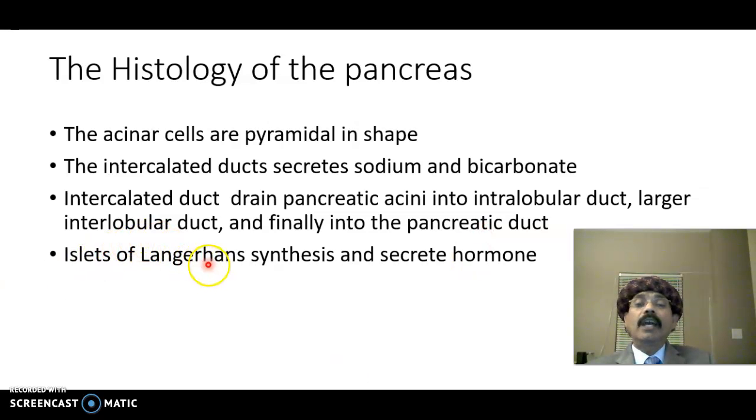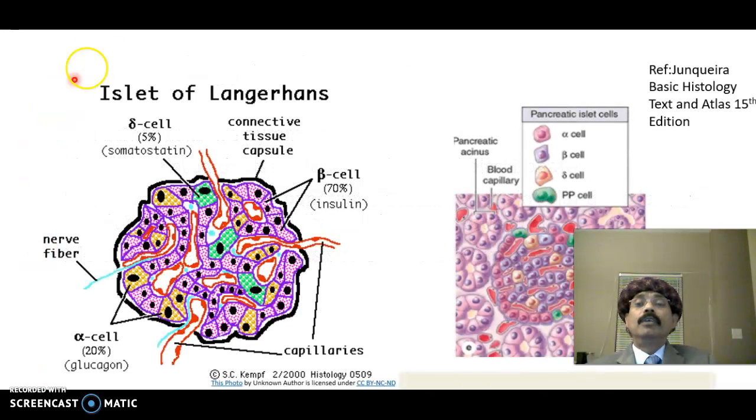Islets of Langerhans synthesize and secrete hormones, like glucagon, insulin, and PP, the pancreatic polypeptide. We also have the delta cell, the somatostatin. Okay, so the most abundant cell in the islets of Langerhans is the beta cell. Lack of beta cells, or lack of function of beta cells, will cause hyperglycemia and diabetes.